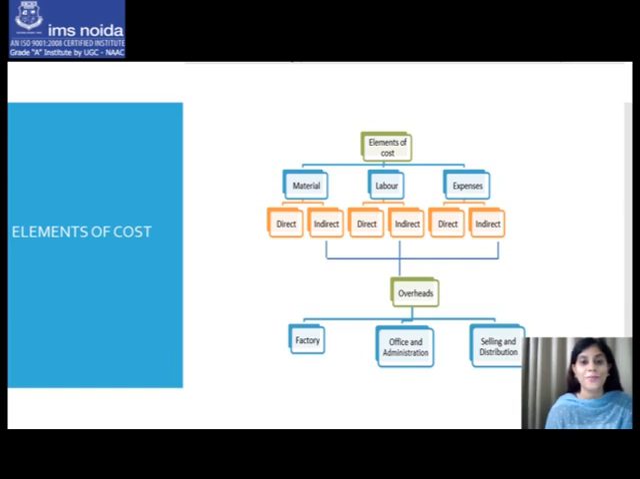We come to the third element of cost, that is expenses. It can be further classified into direct and indirect expenses, or we can call them chargeable expenses. What are direct expenses or chargeable expenses? They include all expenditures other than direct material and direct labor that are specifically incurred for a particular product or job. Such expenses are charged directly to the particular cost account concerned as part of the prime cost.